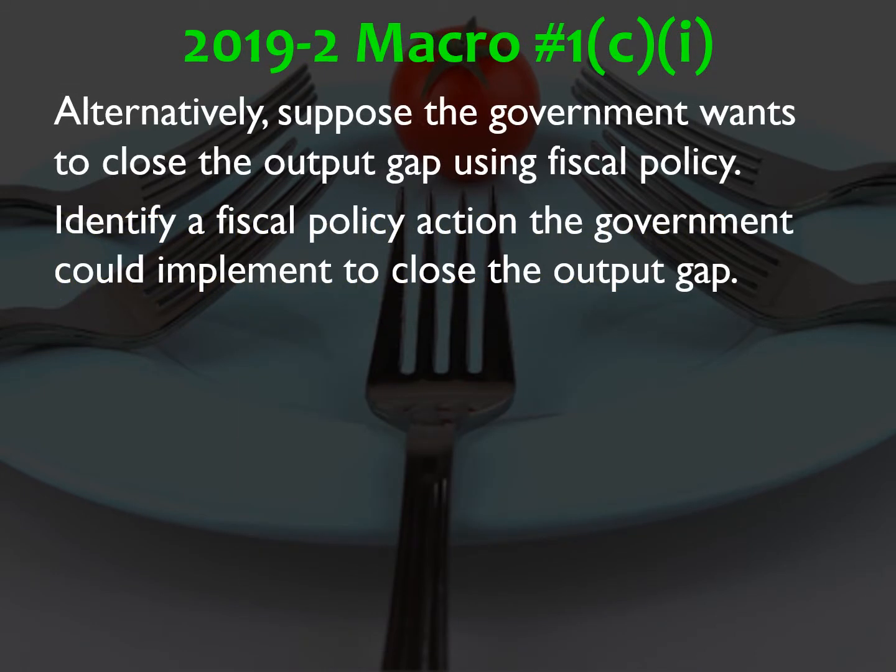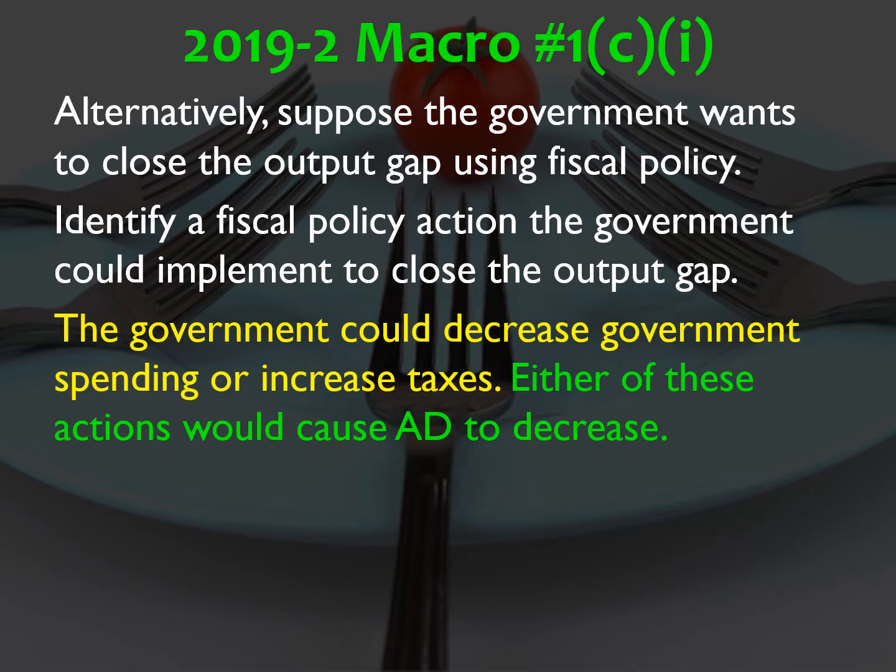C. Alternatively, suppose the government wants to close the output gap using fiscal policy. Identify a fiscal policy action the government could implement to close the output gap. So when you are at a level above full employment, the economy is overheating. We need to slow it down. The government's got two options. One, they could decrease government spending or decrease transfer payments, or they can increase taxes.